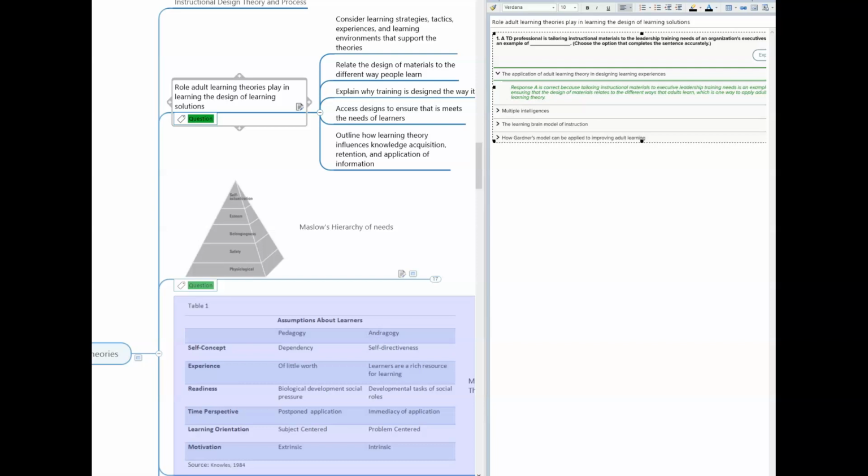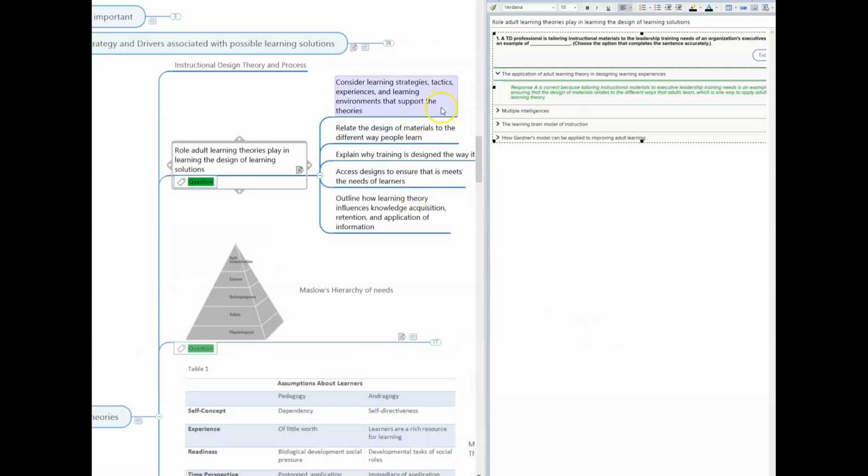Learning theory. Question. A TD professional is tailoring instructional materials to the leadership training needs of an organization's executives. This is an example of A, the application of adult learning theory in designing learning experiences. Response A is correct because tailoring instructional materials to executive leadership training needs is an example of ensuring that the design of the materials relates to the different ways that adults learn, which is one way to apply adult learning theory. The role adult learning theory plays in the design of solutions.